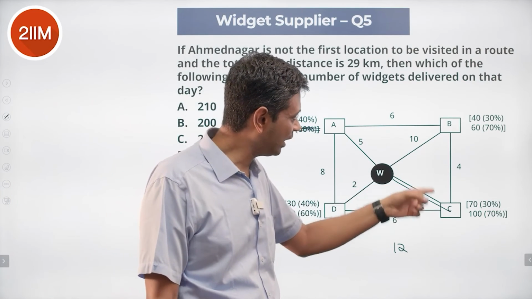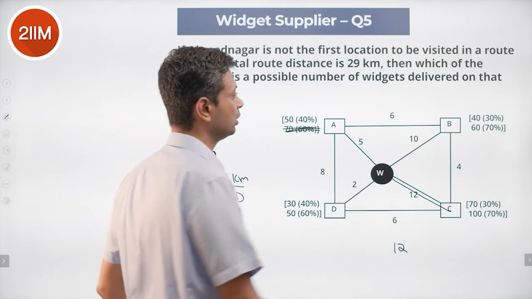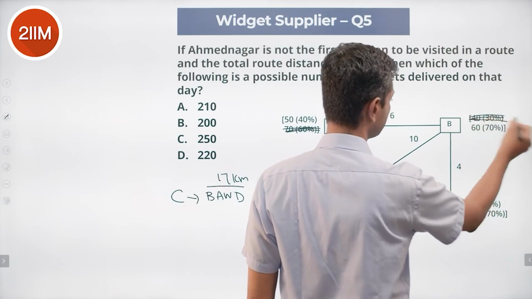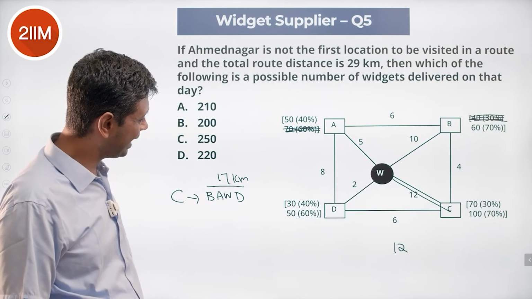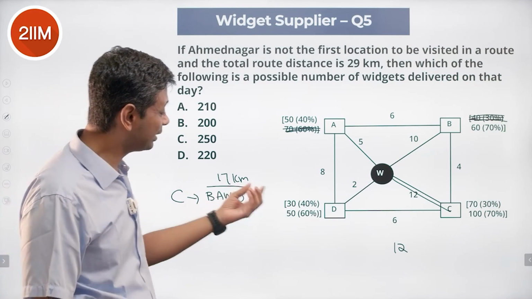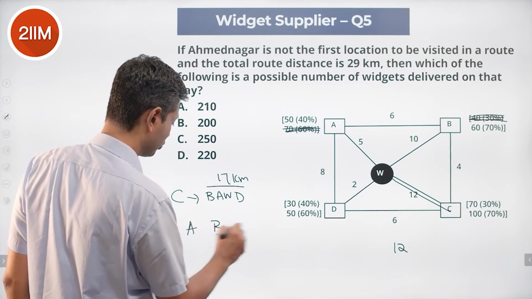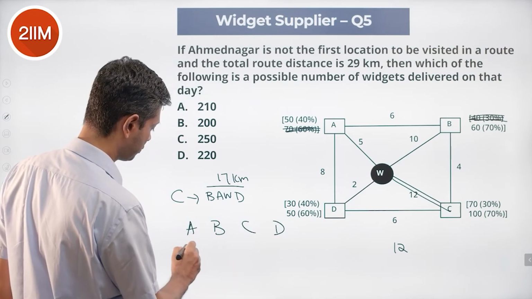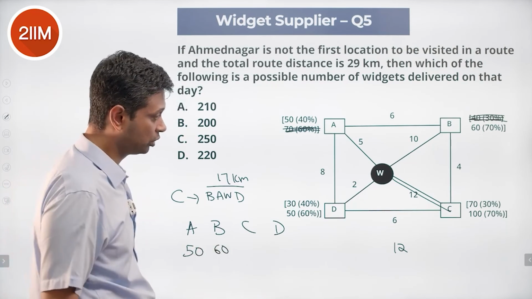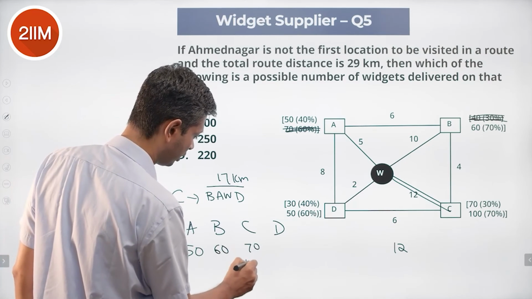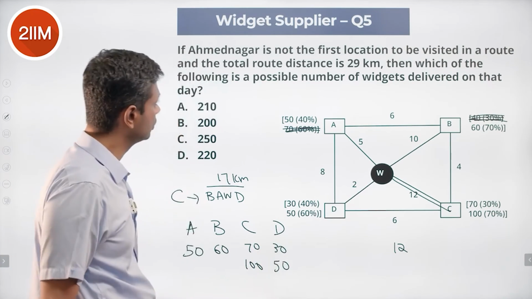So after C, I go to B. A is 50. This could also be 50. I'm going to B. That means B should be 60. And then I finally end up at D. D could be 30 or 50. And so what do I know for sure of A, B, C, D? I know A has 50 for sure. B has 60 for sure. C could be 70 or 100. D could be 30 or 50.